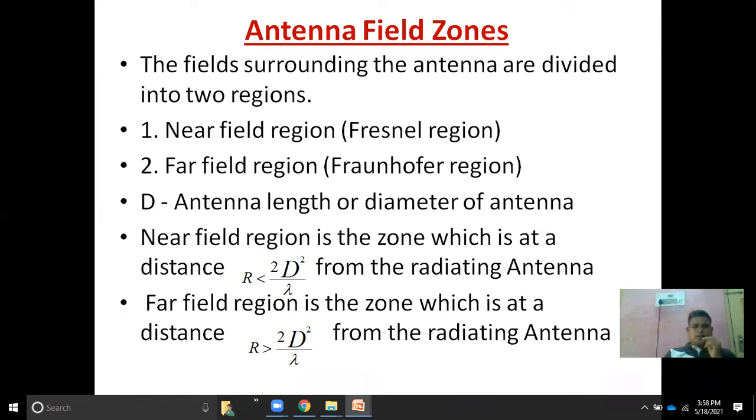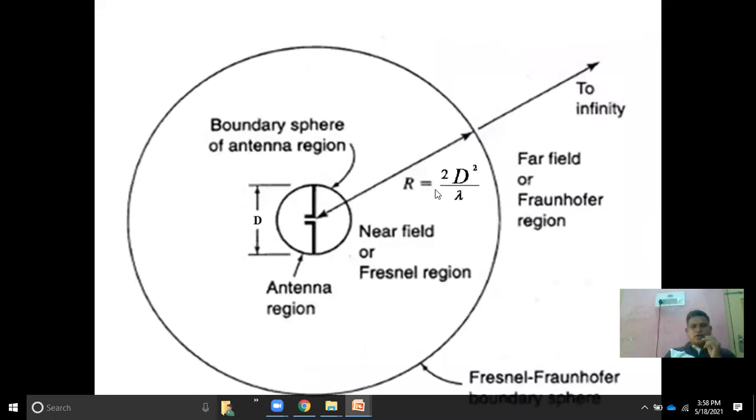Can anybody tell me what is lambda, students? Here, R is equal to 2D squared by lambda. What is lambda? Yes, wavelength. Lambda is the wavelength of the electromagnetic waves.